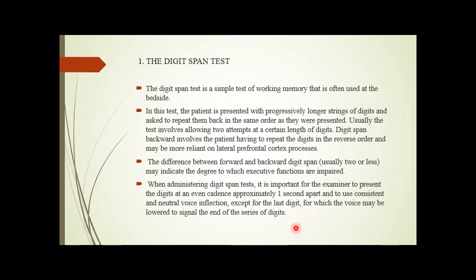The difference between forward and backward digit span, usually 2 or less, may indicate the degree to which executive functions are impaired. When administering the digit span test, it is important for the examiner to present the digits at an even cadence, approximately 1 second apart, and to use consistent and neutral voice inflection, except for the last digit, for which the voice may be lowered to signal the end of the series of digits.